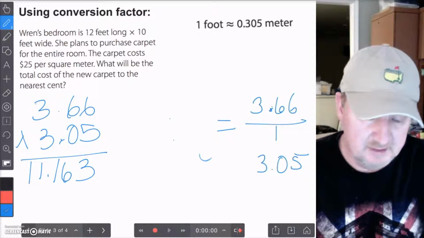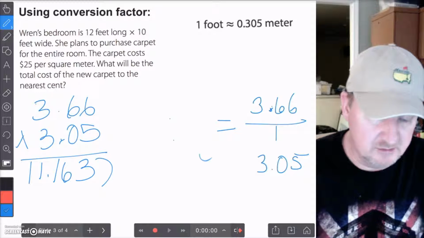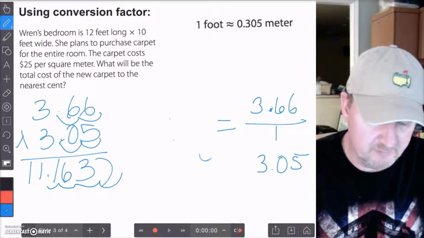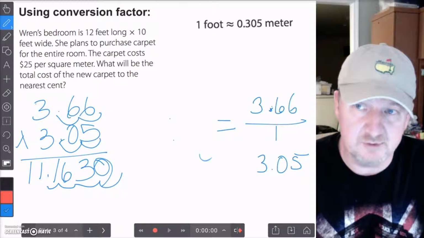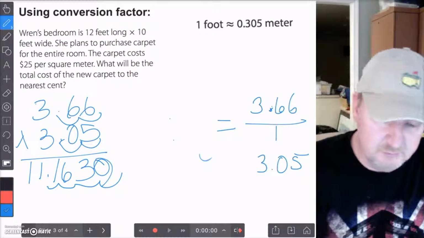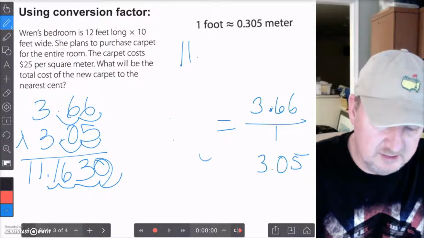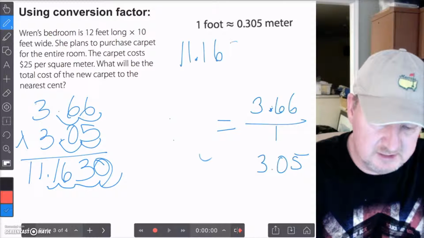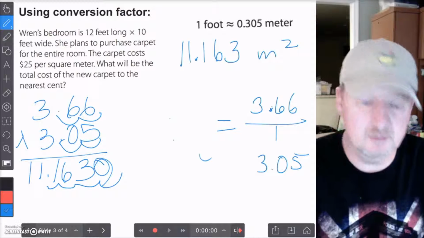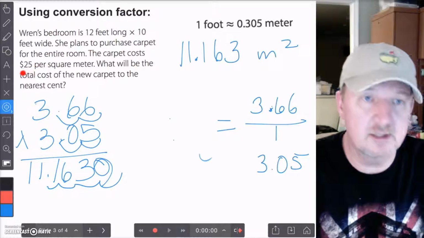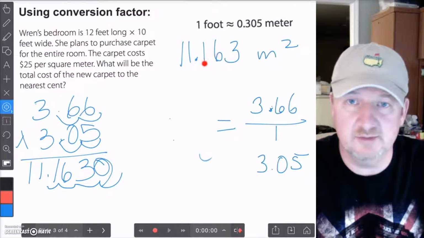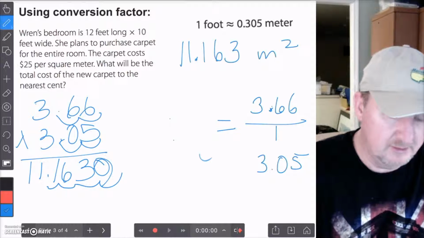Now it's going to end in a 0, so I counted out 4 decimal places, and then I counted 4 decimal places. Okay, so that's why I only have 3 decimal places in my answer. So the square footage for the entire room is 11.163 meters squared. Now the problem up here says it costs $25 per square meter. So here's my square meters. I just have to multiply this times 25 to get my answer.